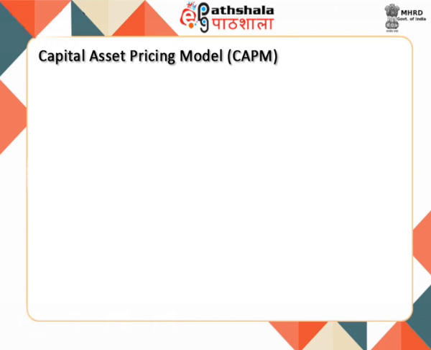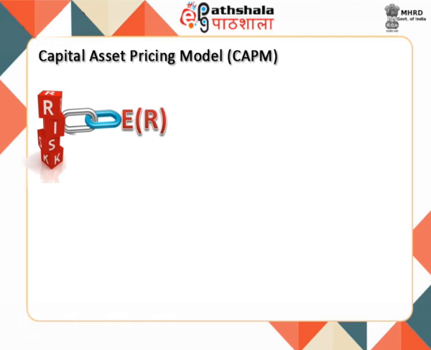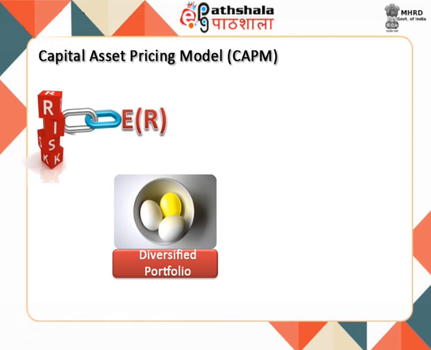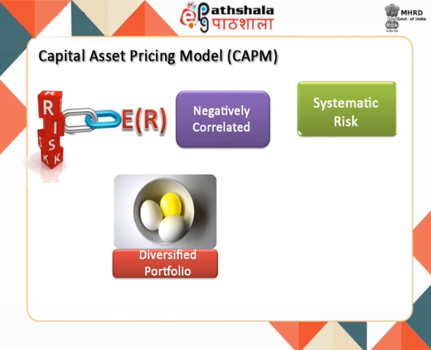Let us now proceed to the capital asset pricing model. The CAPM describes the relationship between risk and expected return on a security. It assumes that the investors hold a diversified portfolio which eliminates the unsystematic risk because returns on investments in this portfolio are not in sync with each other. They are negatively correlated. They do not move in the same direction at the same time by the same amount. Therefore, the only risk which is left in the portfolio is the systematic risk, that is, market risk, which cannot be diversified and is measured by beta.